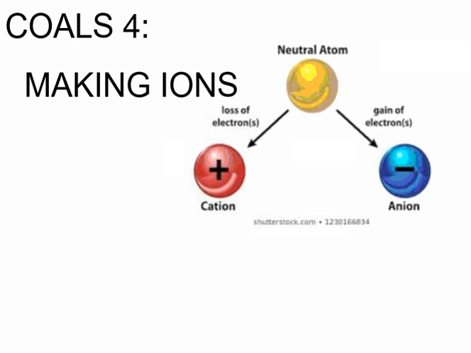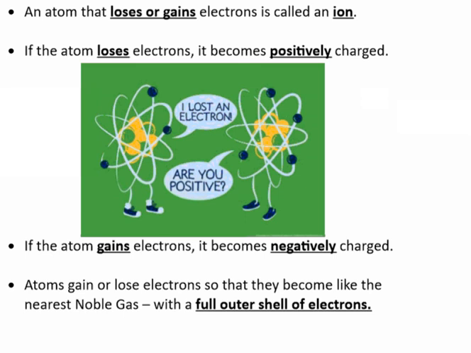Okay, grade 10s, we're going to take a look at making ions and how we go from an atom to an ion. An atom that gains or loses electrons is called an ion. When we lose electrons, we're losing negatives, and because you're getting rid of your negatives, you're positively charged. However, if you're gaining electrons, we're adding negatives on, and you become negatively charged. Electrons are negative, so the more you put on, the more negative you get. The more you remove, the more positive you get.